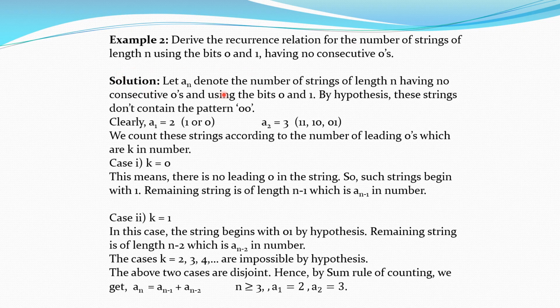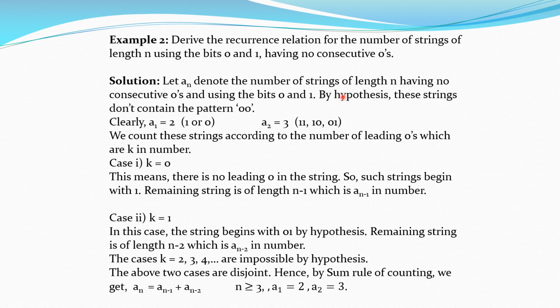Now let a_n denote the number of strings of length n having no consecutive zeros and using the bits 0 and 1. Now by hypothesis, these strings do not contain the pattern 0, 0 because consecutive zeros are not allowed. So before 0, 1 should be there and after 0, 1 should be there, if it is a string of length 3 or more, but two consecutive zeros are not allowed.